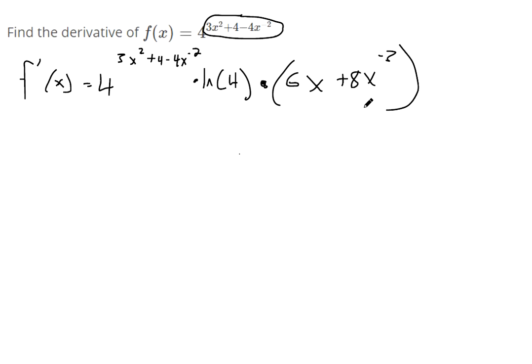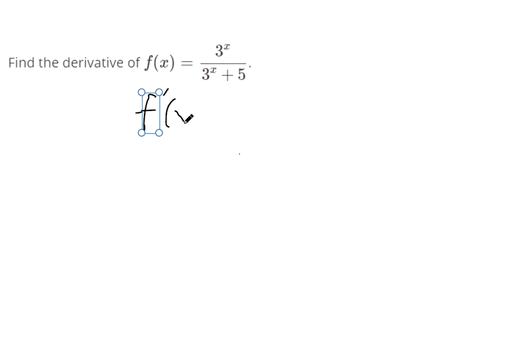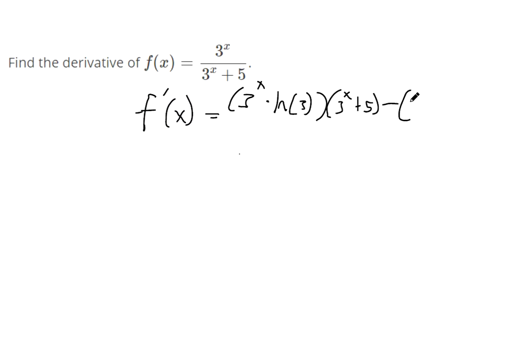And now we're done. If we need to differentiate f of x, this one calls for the quotient rule, right? Derivative of the top function with the bottom function kept the same, minus the top function kept the same, times the derivative of the bottom function. So that's 3 to the x times natural log 3. Right? Derivative of the bottom function is this because the derivative of 3 to the x is 3 to the x times natural log 3.